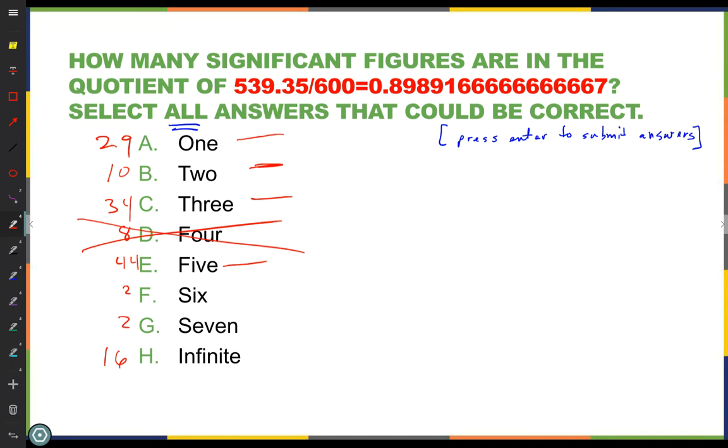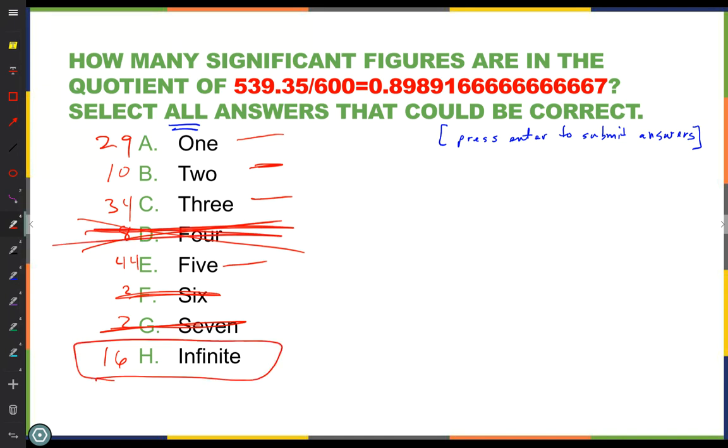6 can't be correct because, well, if for some reason the 539.35 was exact, you would never assume it's exact. But if it was exact and the 600 was exact, well, that couldn't be it. Likewise, that couldn't be it. So we have 3 answers it couldn't be. Infinite is highly unlikely. You would have to be told something to assume that 539.35 is exact. But if it was exact, then infinite would have worked.